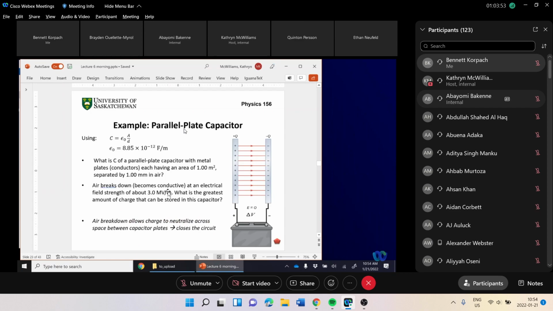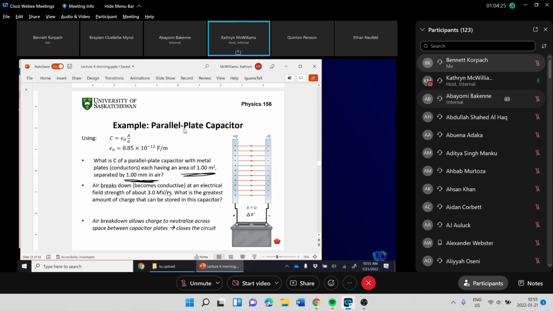Now we'll have a parallel plate capacitor. We'll do an example here. We're given the area of the plates: 1 meter squared. They're separated by 1 millimeter of air. If you're thinking about capacitors in a circuit, you'll realize that this is a huge thing. It's 1 square meter for a device, so the plates are huge.